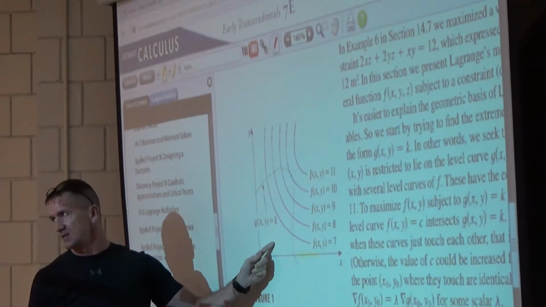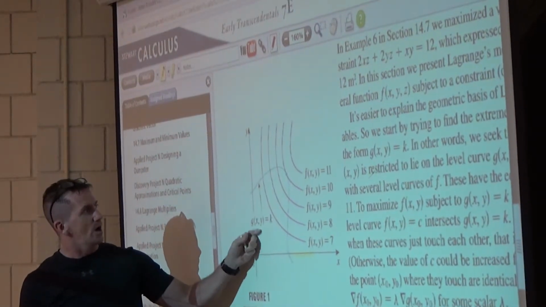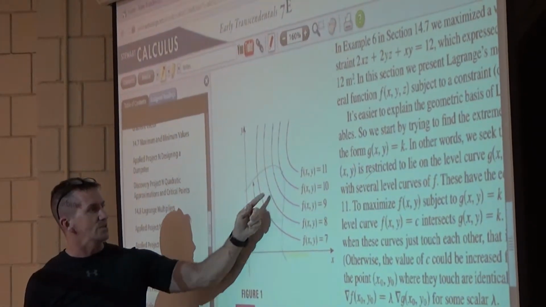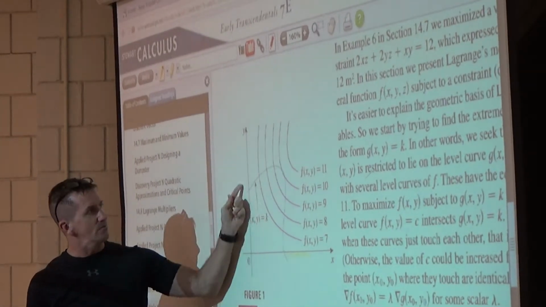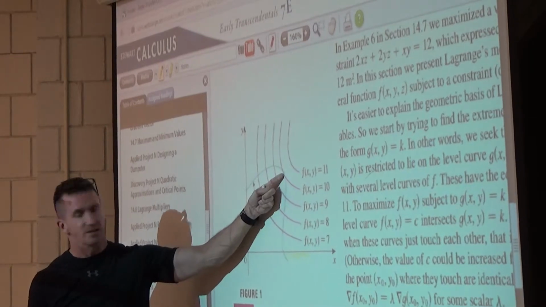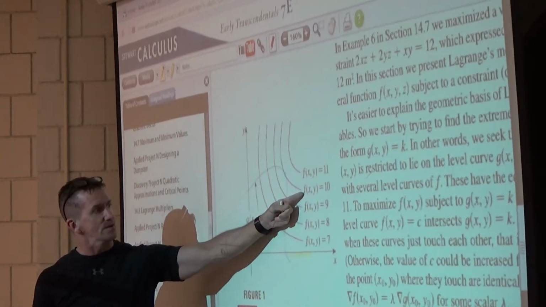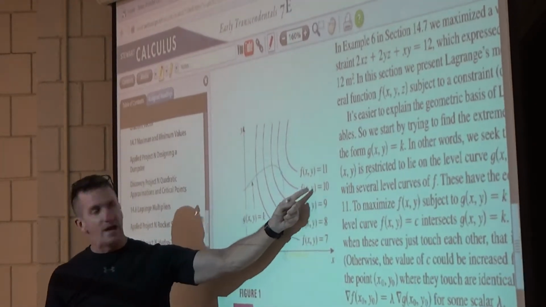So the Lagrange multipliers technique says, all right, we're trying to see where the highest value of f is obtained where g intersects it. And you notice the highest number's right there. And what's that function's value, 10? And something else, do you notice?